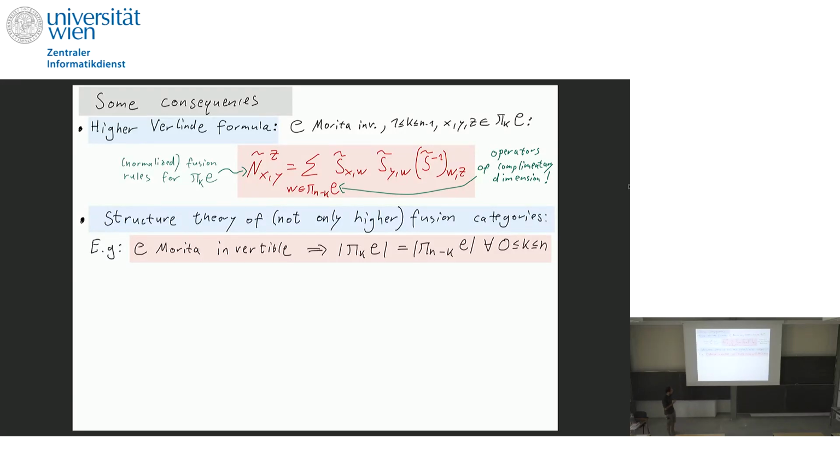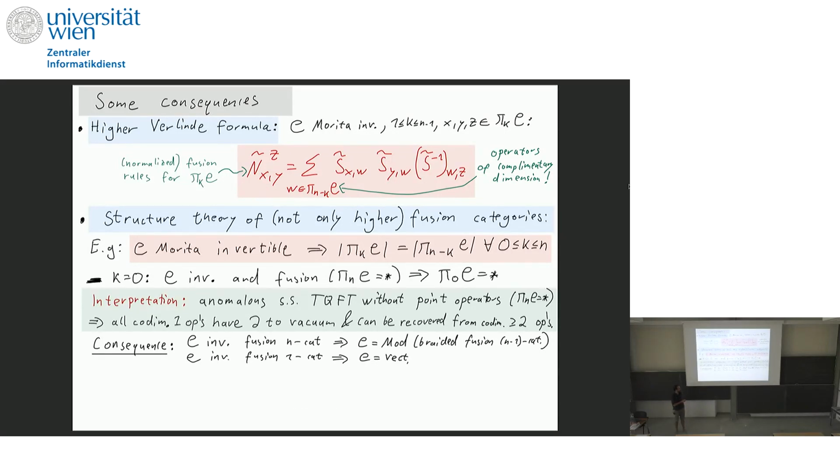But also, and this is what we've used it for so far, it tells you a lot about the structure theory of higher fusion categories, but also of ordinary fusion categories and ordinary braided fusion categories. So for example, an easy consequence of this S-matrix theorem is that if I have a Morita invertible category, the S-matrix is invertible, but the S-matrix is a priori not a square matrix. It pairs pi k and pi n minus k. So a necessary condition for this to be invertible is that the dimensions of the two vector spaces have to be the same.